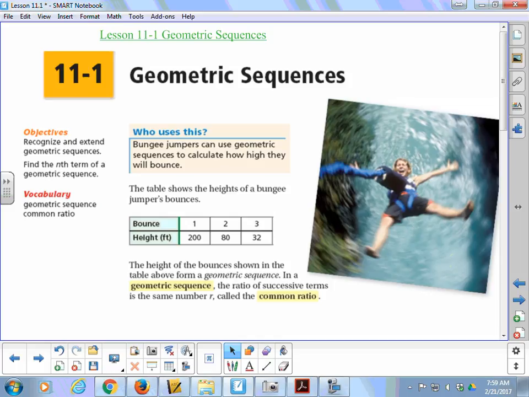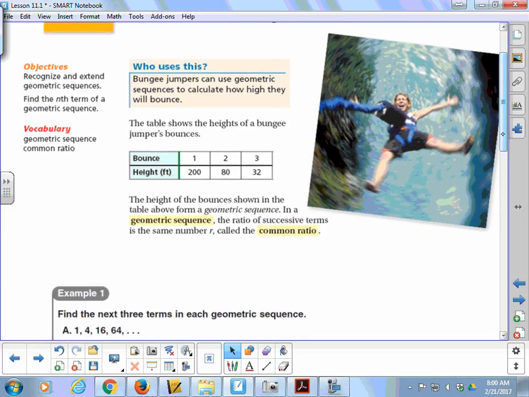So when you're talking about something happening geometrically, we are multiplying by the same number each time to get to a new number. So here is a table from somebody bungee jumping: when they first bounced, they went up 200 feet, then second bounce 80 feet, and then 32 feet, and it keeps getting smaller and smaller until eventually they stop bouncing at all. And this is what's called a geometric sequence.